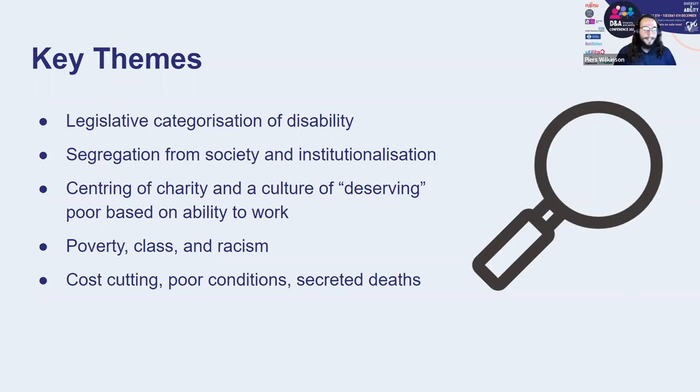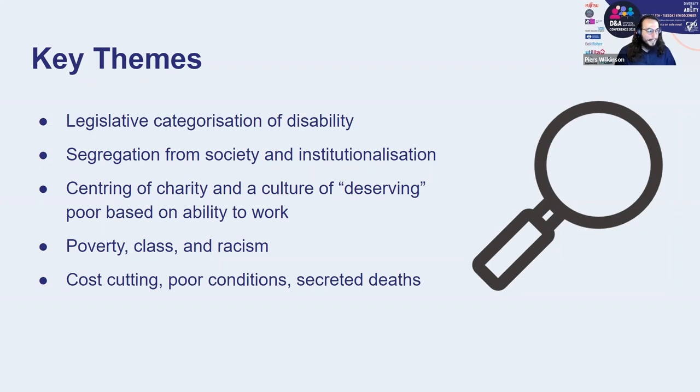So if you ever see a building in London that is older than the 1940s, there's a big reason why there was nothing to do with access going into that, and that's because we weren't allowed to be a part of society. But importantly for today, I want people to take home that we have legislative categorization of disability using slurs that we know of today as the legal classifications. It was all about segregation from society and institutionalization. It was about centering a charity culture and a culture of those that are deserving of support based on their ability to work, which some may know still exists today.